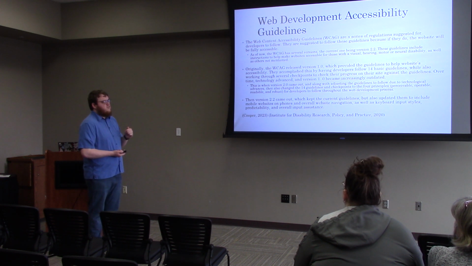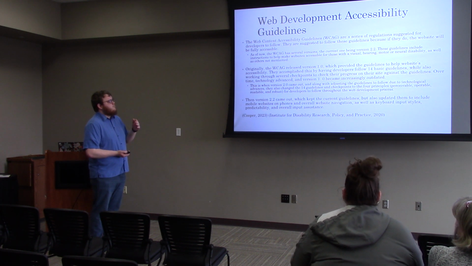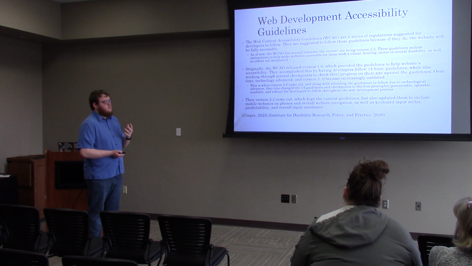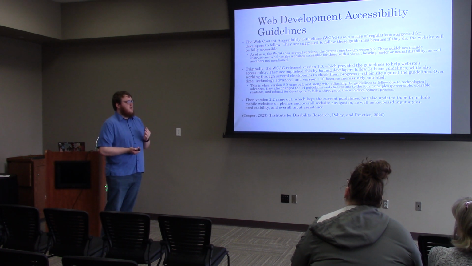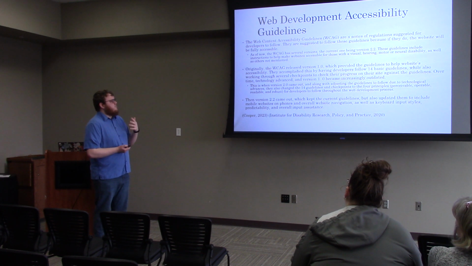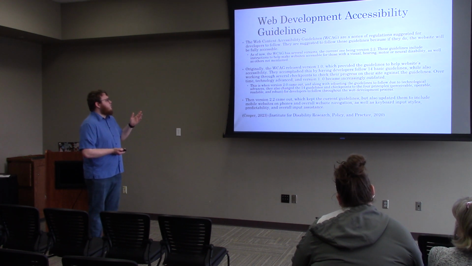Originally, WCAG released version 1.0, which provided the guidelines to help websites' accessibility. They accomplished this by having web developers follow 14 basic guidelines, while also working through several checkpoints to check their progress on the website against the 14 guidelines. Over time, technology advanced, and version 1.0 became increasingly outdated. This is when version 2.0 came out.